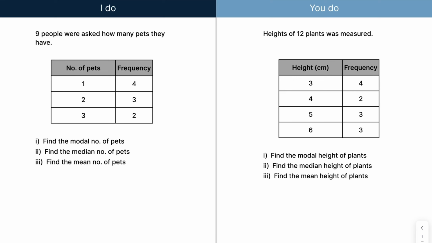Averages from a frequency table is what we're looking at in this video. So the way my videos work, I'm going to do the example on the left, which is I do. You are then going to press pause and have a go at the example on the right, which is you do. So having a look at this example.